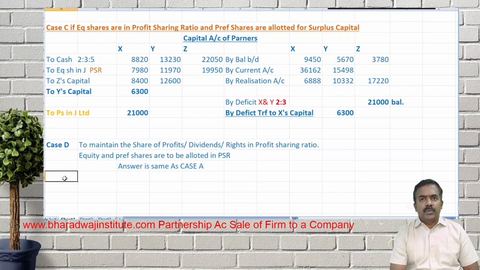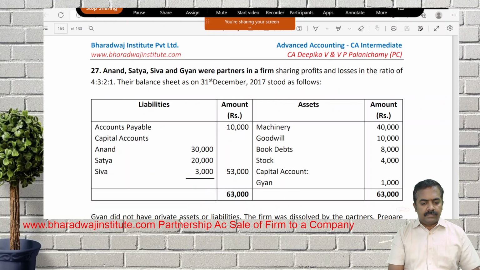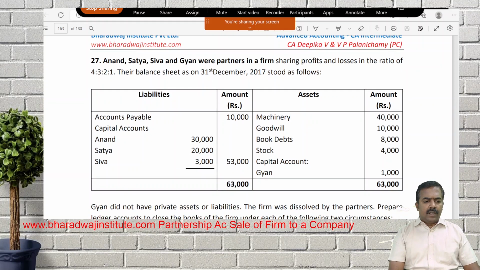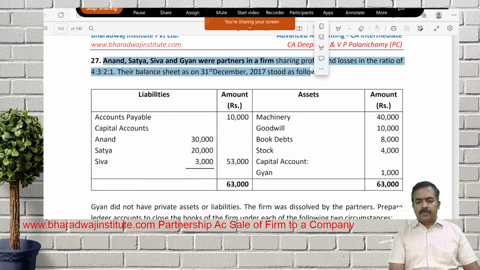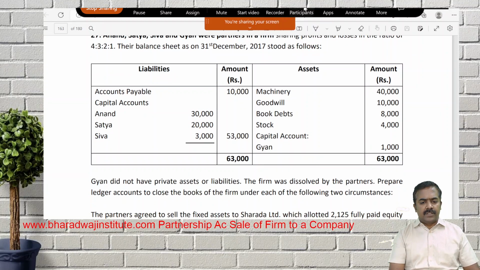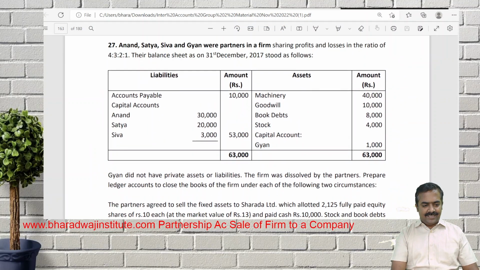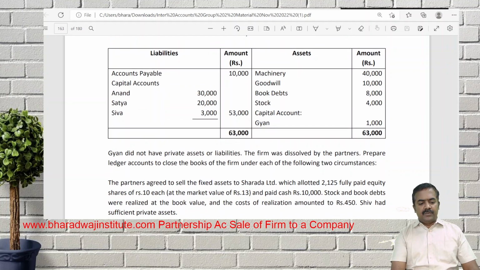Okay. Next, we will move on to question number. Which question number? 27. Anand, Sadhya, Siva and Gyan are partners sharing profit and losses in the ratio of 4:3:2:1. Balance sheet is given to us. Read the question fully, then we will solve.